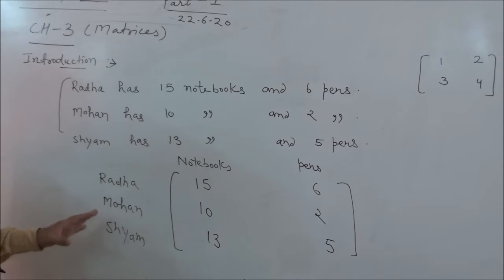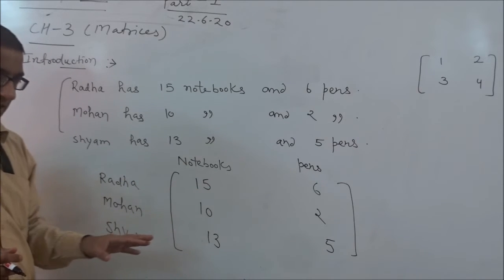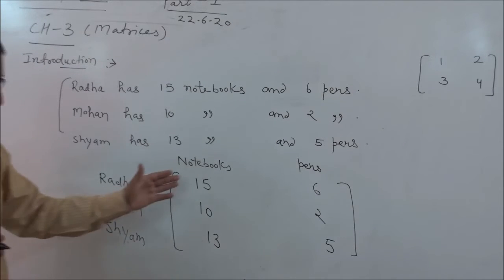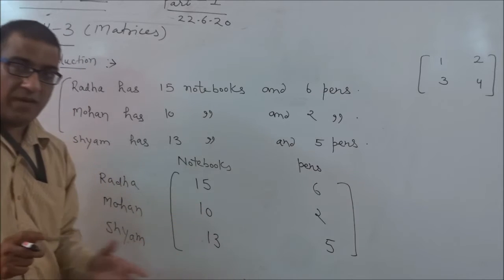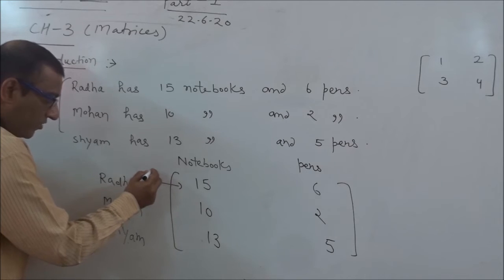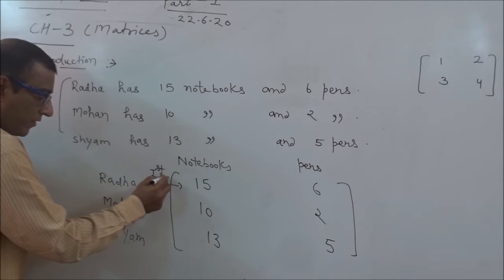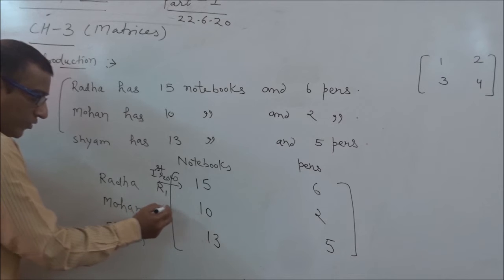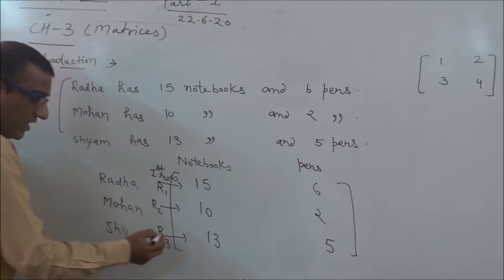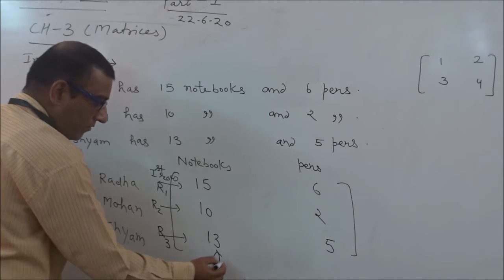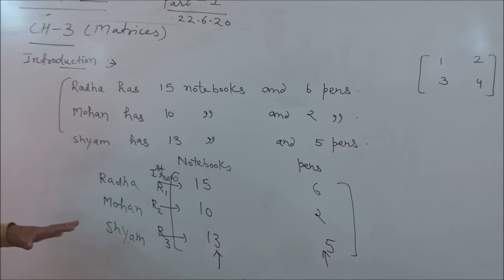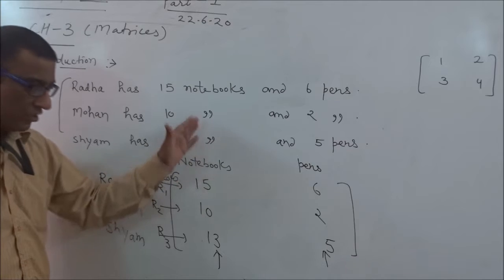If you see this type of arrangement, it is known as a matrix. In this arrangement, these 15, 10, 13, 6, 2 and 5 are entries. This is your first row, which is known as R1. This is your second row, R2. This is your third row, R3. This is your C1 column and C2 column. So we can say in this matrix representation, there are 3 rows and 2 columns.